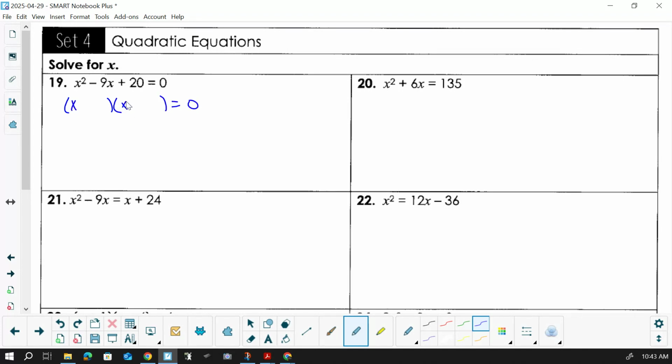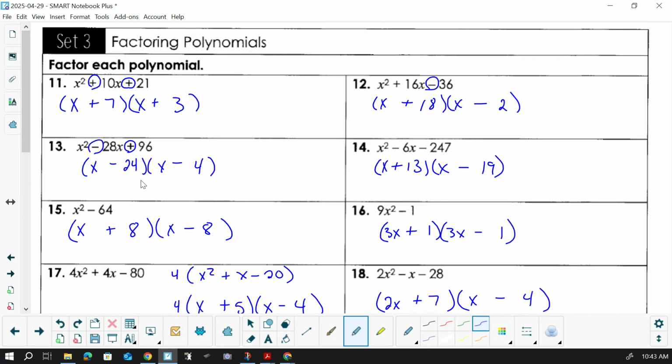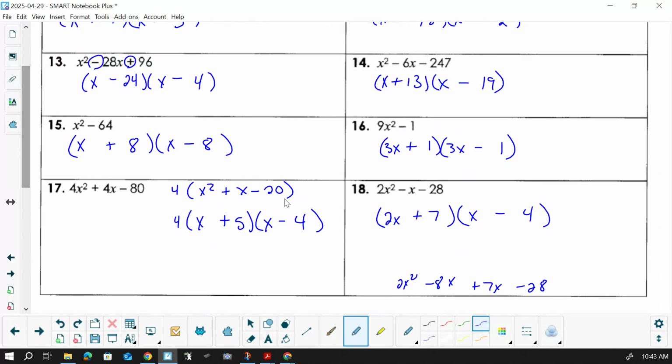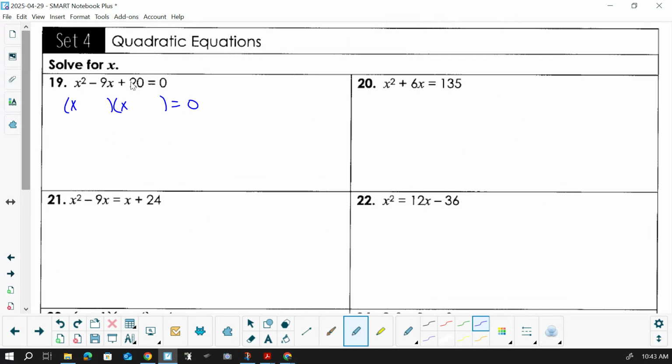Okay, so x. Did we do this one? Minus 9x plus 20? I feel like there was one that had a 20 at the end. Oh, we did, but it didn't have a 9x. Okay. But 5 plus 4 is 9, so let's do the 5 and the 4.